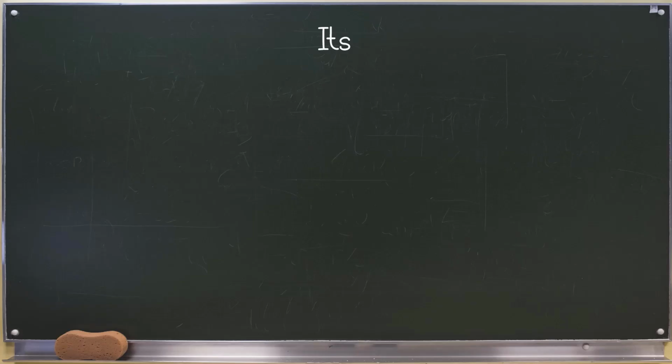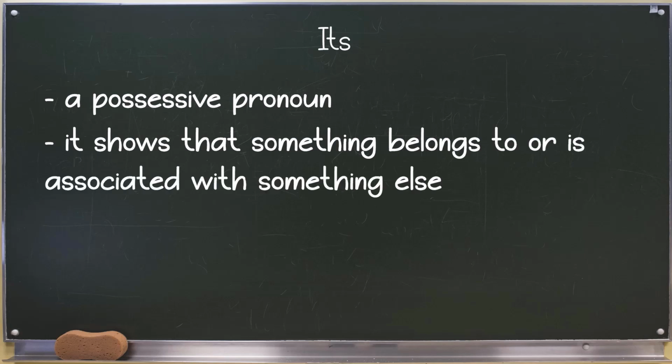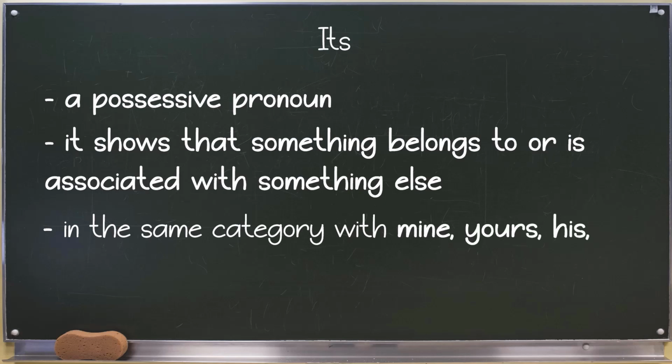Now let's talk about its without an apostrophe. Its is a possessive pronoun. It shows that something belongs to or is associated with something else. It is in the same category as mine, yours, his, hers. Then we have its, etc.